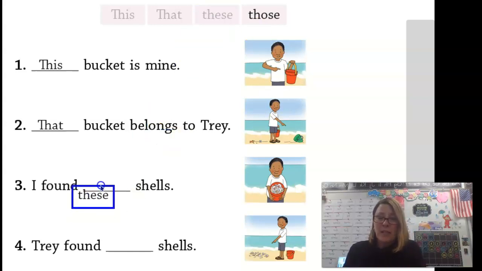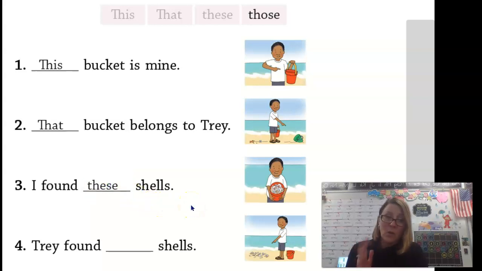That one's a really tricky one. Using these and those can be tricky if you don't have a picture or you don't know what is being talked about. Like you don't know which one to use. All right, and here's Trey. Yeah, Trey must be some other dude. Well, what's this guy's name? We'll call him Bob. That's Bob and Trey hanging out at the beach.